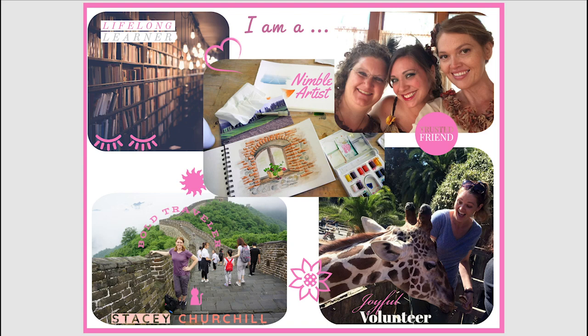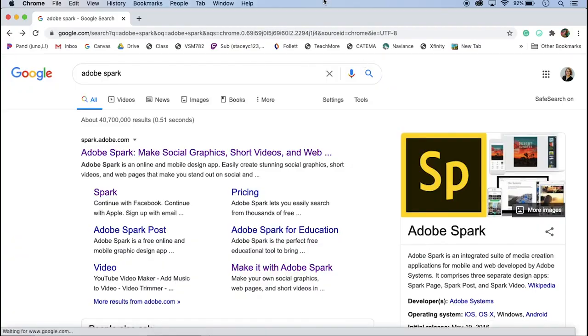In this video, I will demonstrate how you can use Adobe Spark for free to create your own photo collage, highlighting the things that make you unique. Open up a browser and go to the Adobe Spark website.